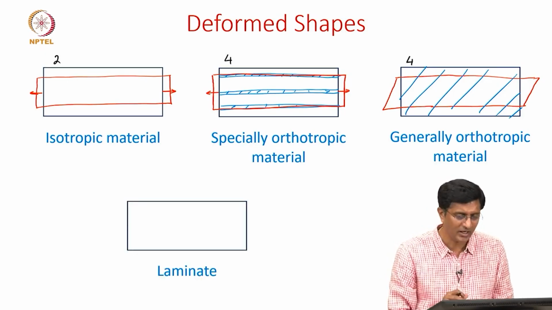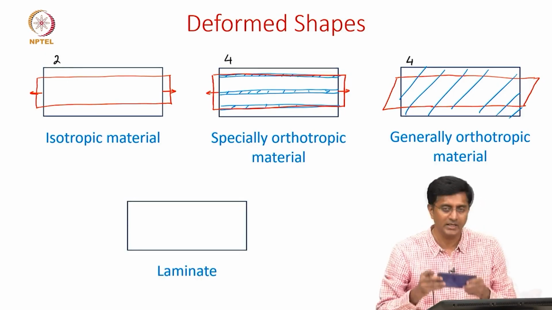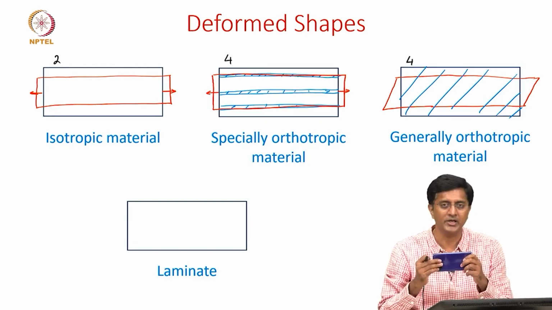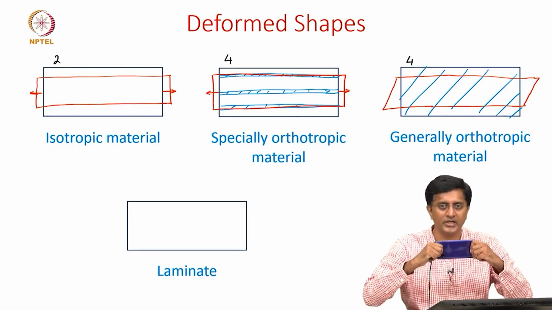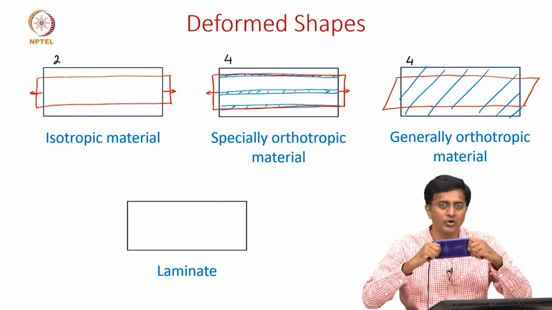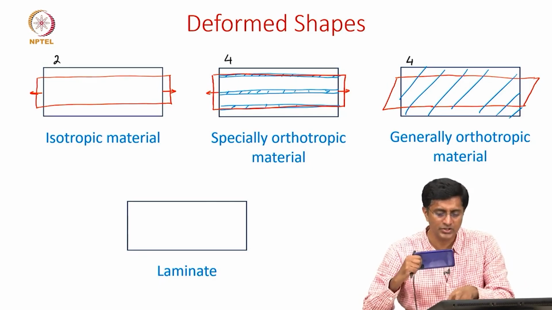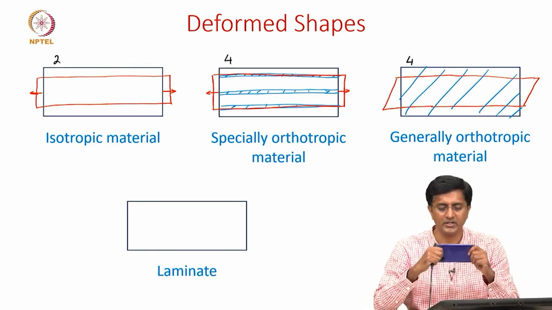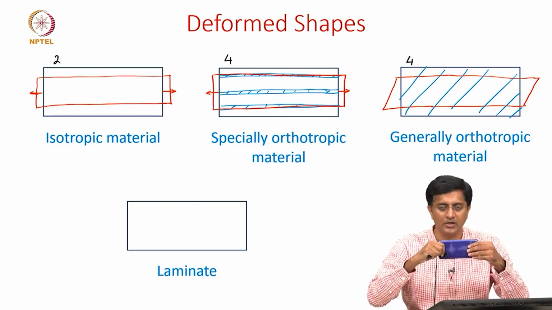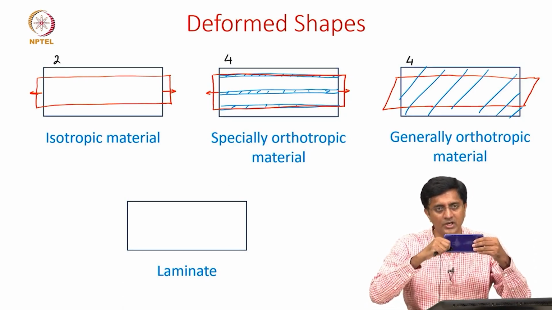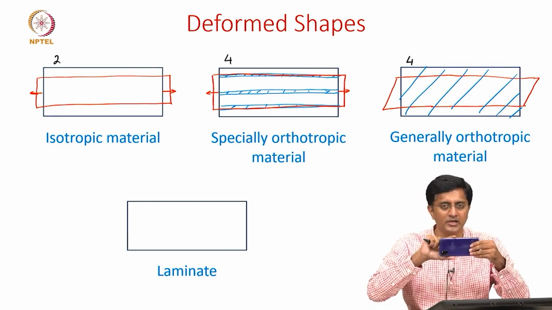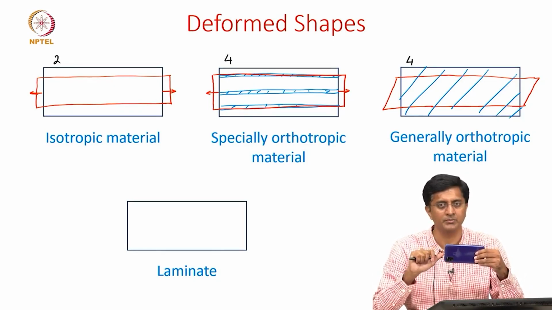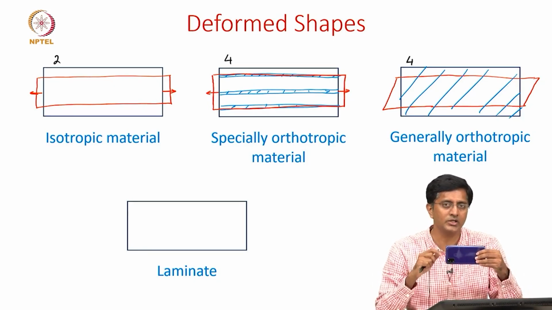So let's say now we have a laminate and we are applying a uniaxial load. So what do we expect? Since we have already looked at generally orthotropic, now we can expect that in addition to the normal strains, which is strain along the loading direction and in the lateral direction, it will also have shear. But that's not the only thing we see.